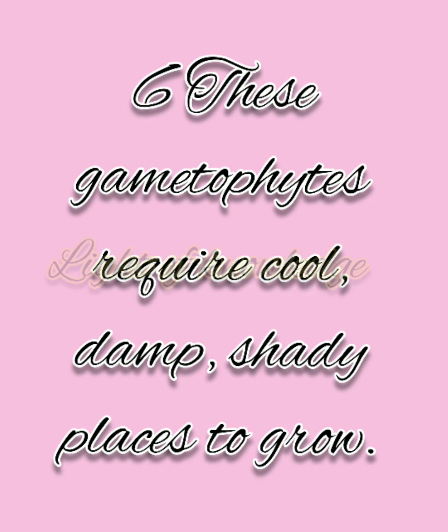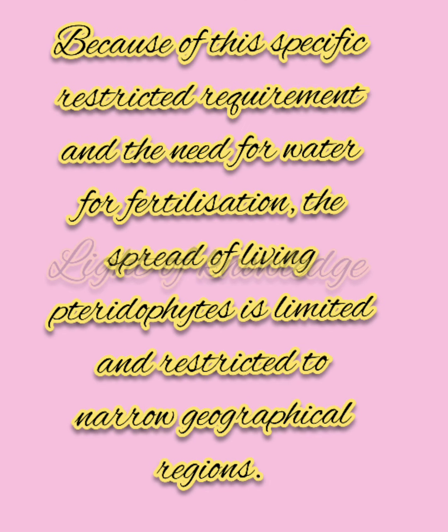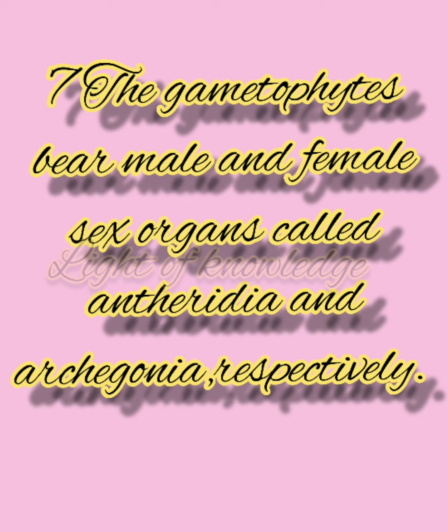These gametophytes require cool, damp, shady places to grow. Because of this specific restricted requirement and the need for water for fertilization, the spread of living pteridophytes is limited and restricted to narrow geographical regions. The gametophyte, that means prothallus, bears male and female sex organs called antheridia and archegonia respectively.